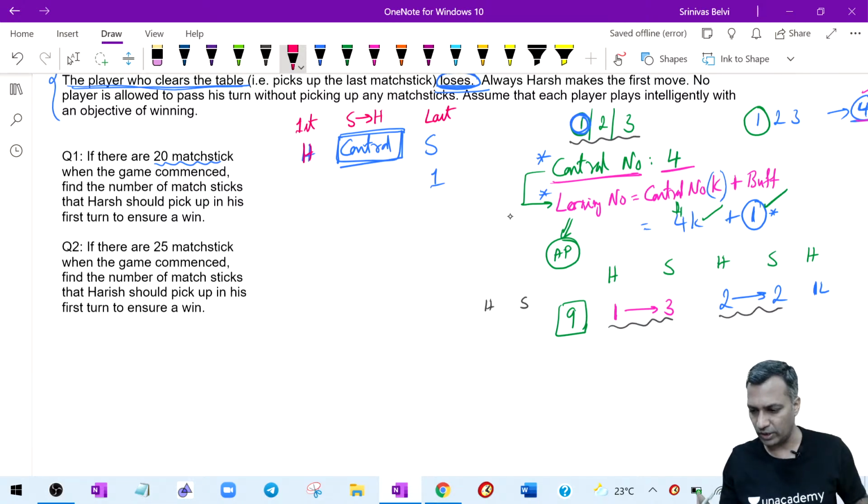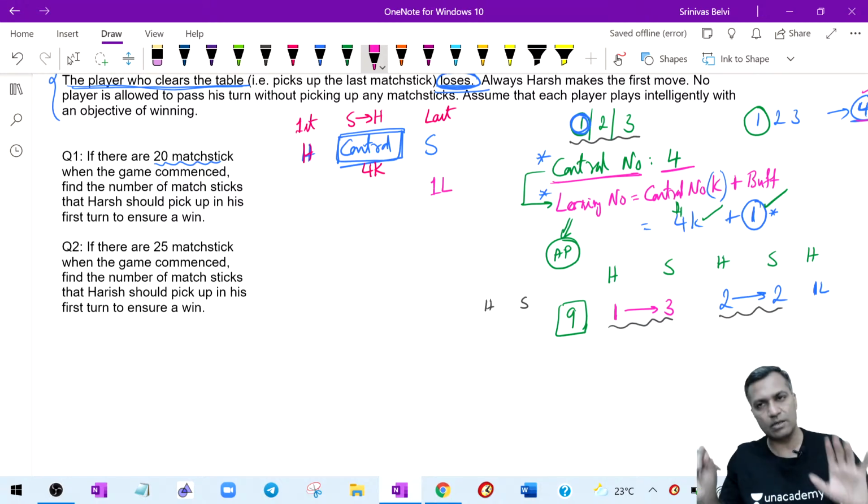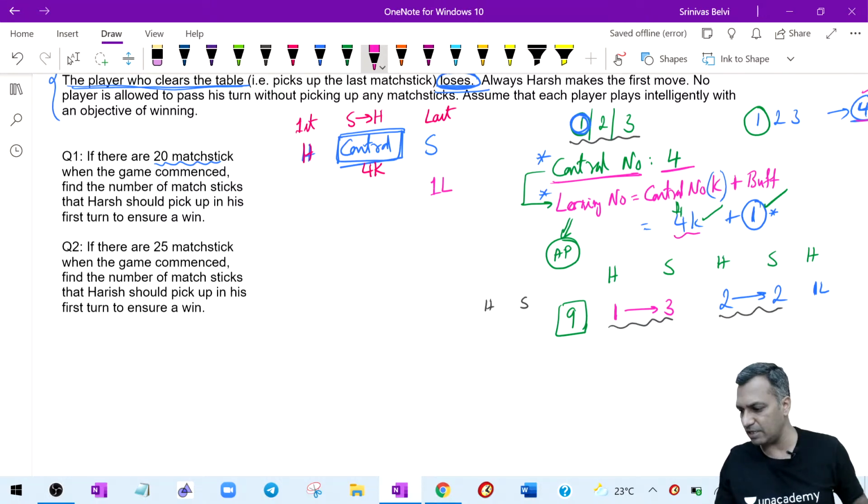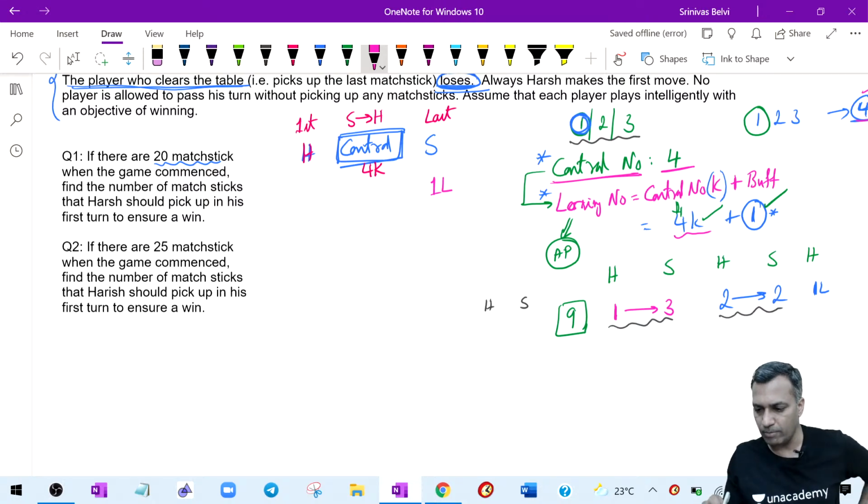And what is this control? We said that the control is simply 4K. And 1 is the finishing number, pushing him to the corner. This number is 1. He will give the opponent 1 and we will make him lose. That's what you technically mean by 4K plus 1. Control him by 4. Therefore, how much should Harsh pick so that 1 is left?